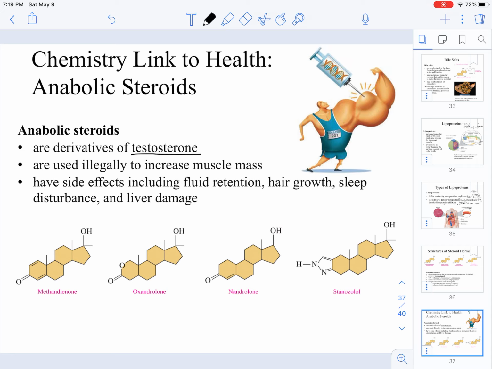They are used illegally to increase muscle mass, and they have many side effects that include fluid retention, hair growth, sleep disturbance, and even liver damage. To show you some examples of these anabolic steroids, here in the bottom I have examples of molecules that have been utilized as anabolic steroids.